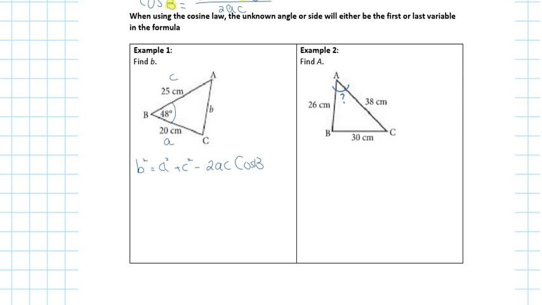Now let's plug in the information. Okay, so 20 squared plus 25 squared minus 2 times 20 times 25 cosine 48.